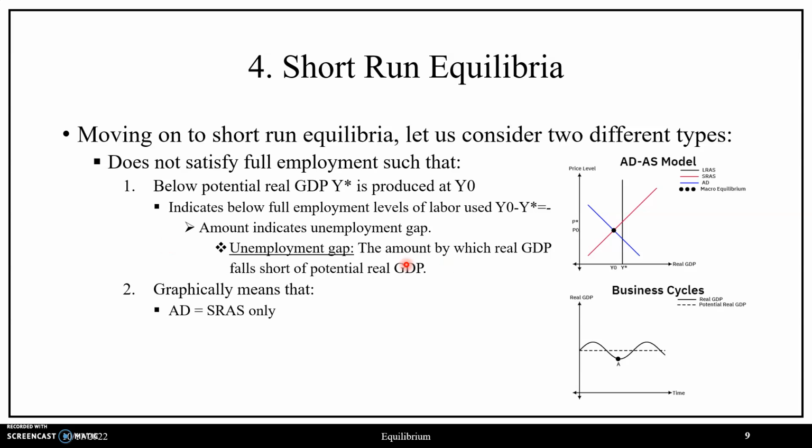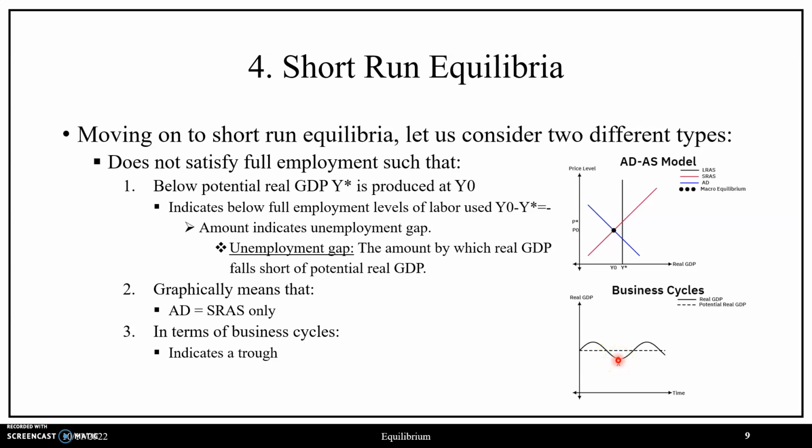Furthermore, in terms of macro equilibrium condition, graphically this just means looking at the intersection of aggregate demand and short-run aggregate supply. And in terms of business cycles, since we're producing below potential real GDP, this will correspond to a low point, or in other words, a trough. We're looking at our business cycle representation.